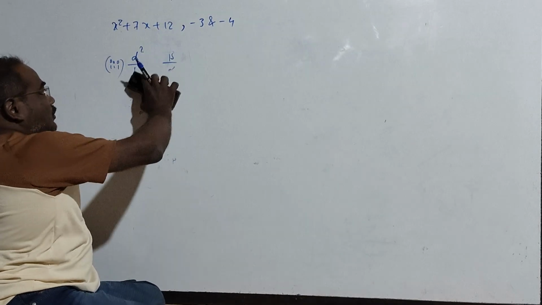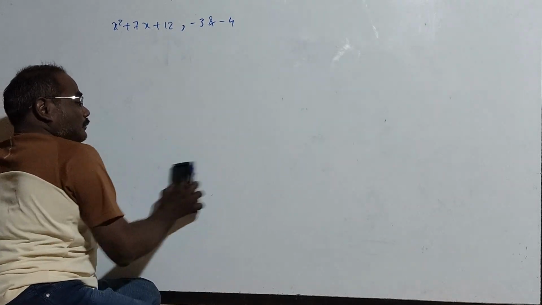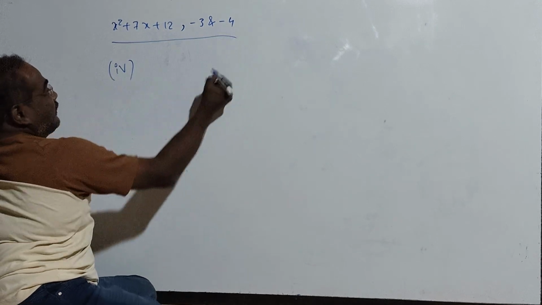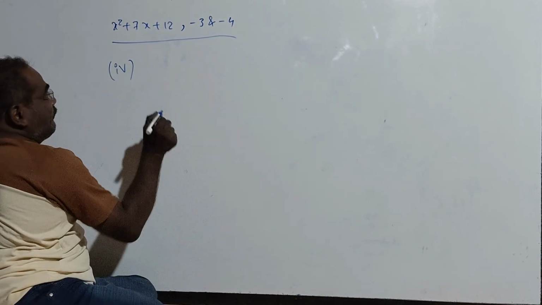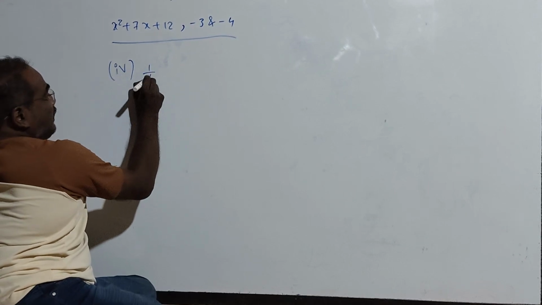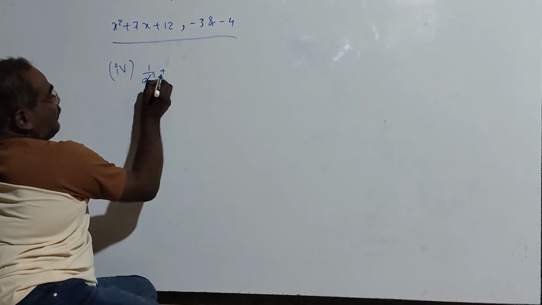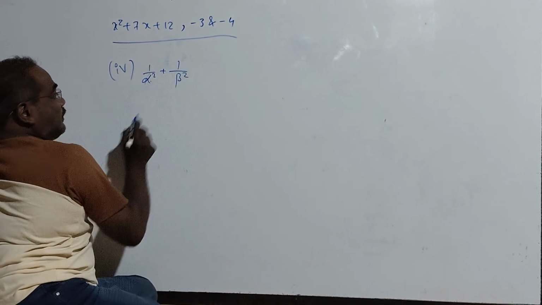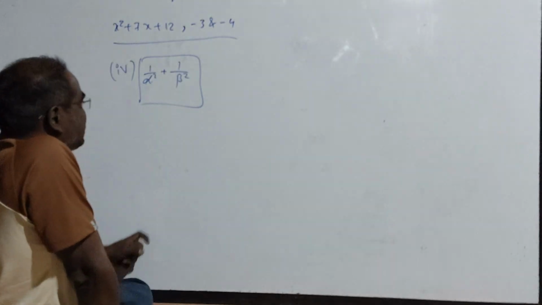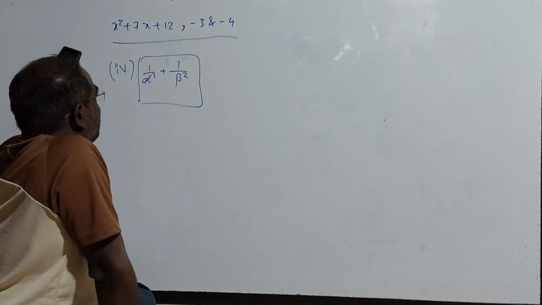Okay, and there is one homework for you. That is the fourth one. This is the given. You need to find the value of 1 by alpha square plus 1 by beta square. You need to find. Okay, this is your job. Try this. It is easy. Okay.